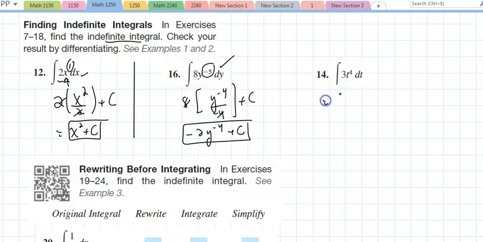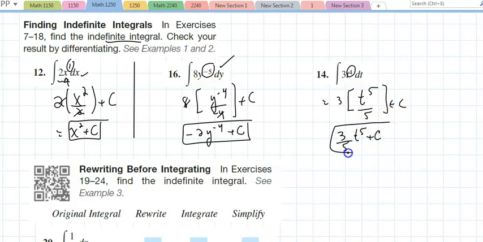And here the same deal, you would ignore the 3 and you would say add 1 to the power, divide by that, plus c. So that is 3/5 t to the 5th plus c. That's what you take a derivative of to get 3x to the 4th.